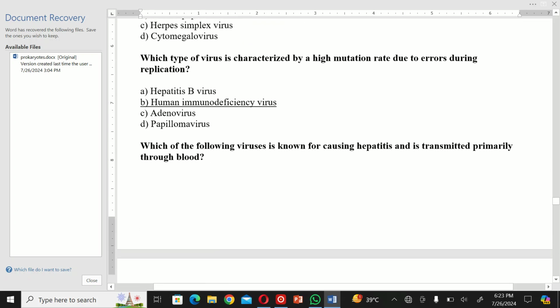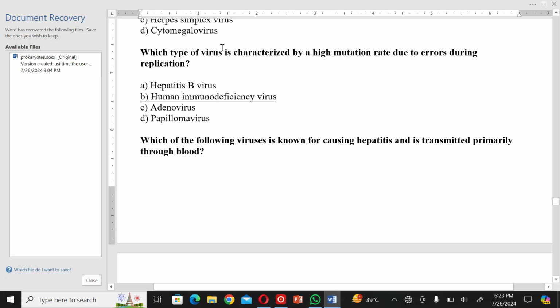The next MCQ is: which type of virus is characterized by a high mutation rate due to errors during replication? A. Hepatitis B virus. B. Human immunodeficiency virus. C. Adenovirus. D. Papilloma virus. So the correct option is B.